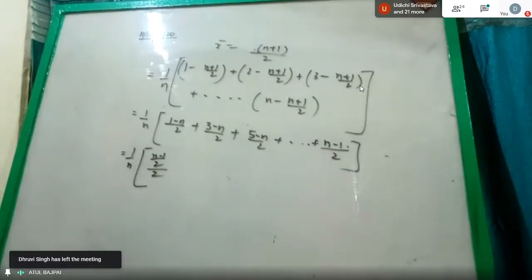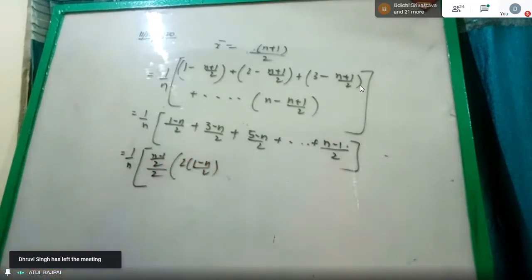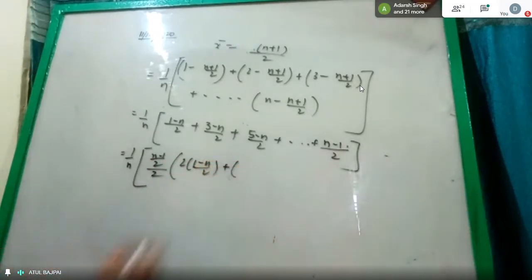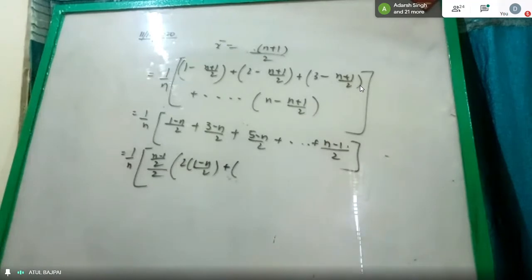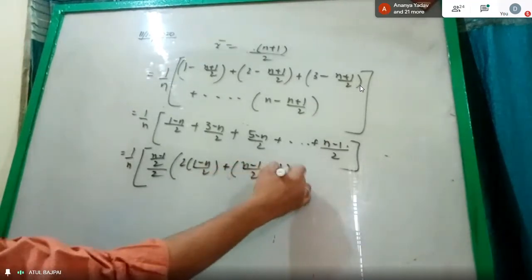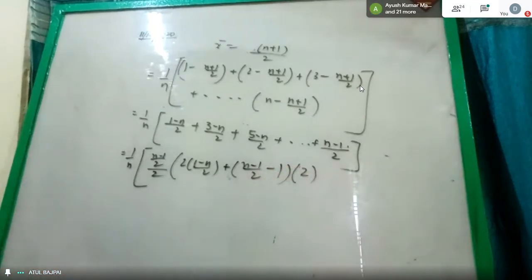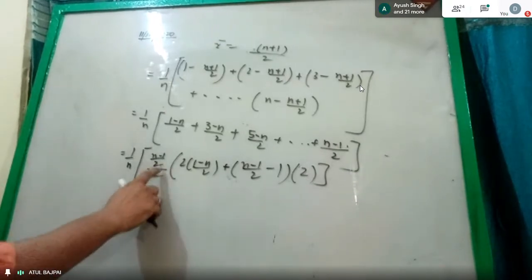Then 2a plus n minus 1 d. What is n over here? n minus 1 upon 2. What is d over here? 2. So please simplify what you get, and that simplification is your answer. These two will get cancelled.